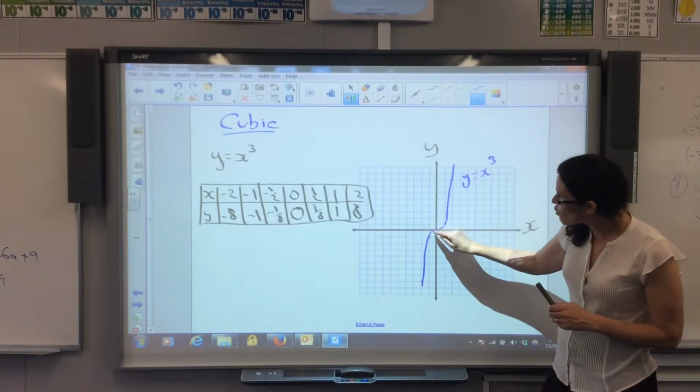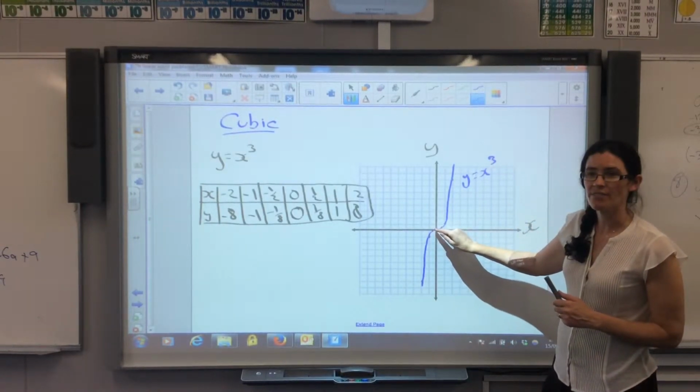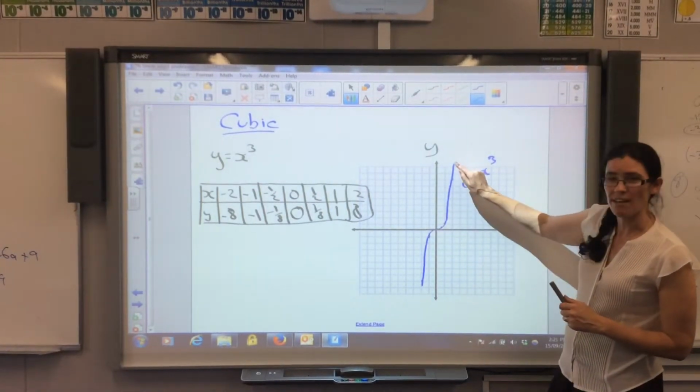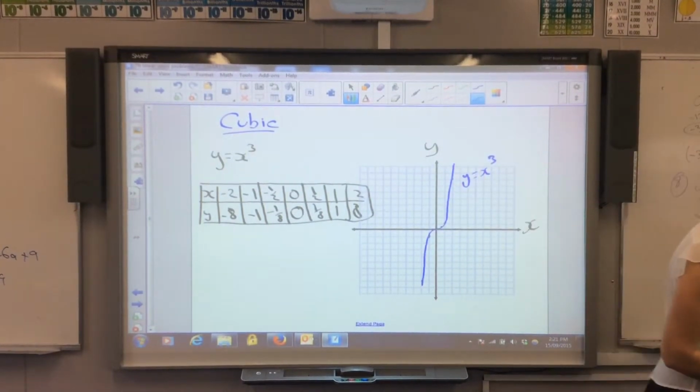It's just almost on the line there. Okay? So it's almost on the line, not quite. It shows the shape there. Okay? Alright, let's do one more curve.